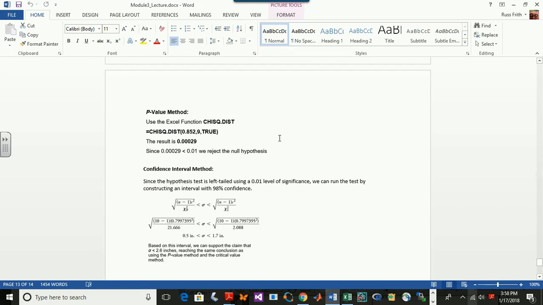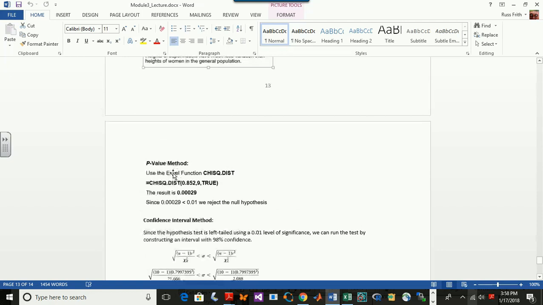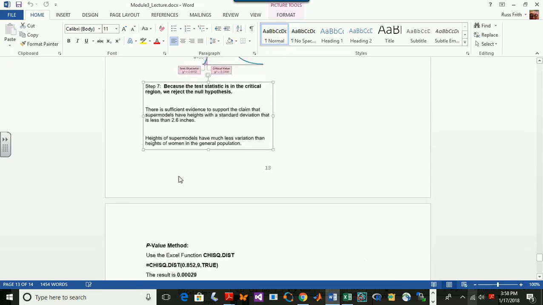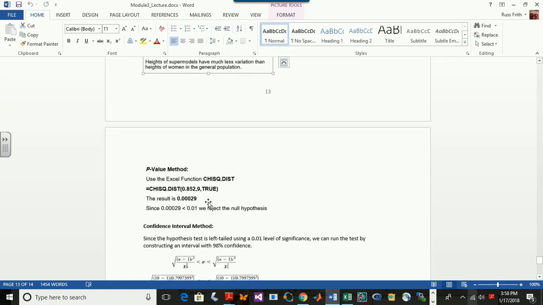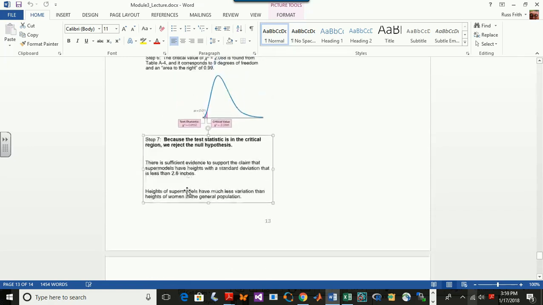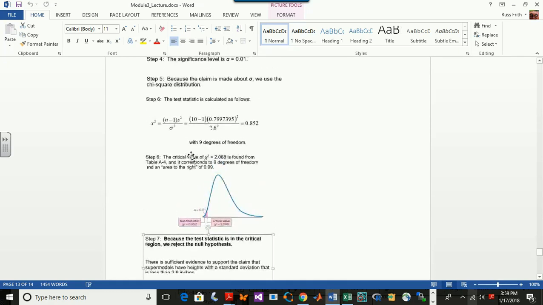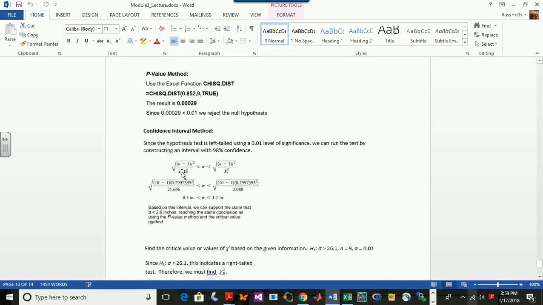So for the p-value method for the chi-squared test, you can use the chi-squared.dist function. This 0.852 is basically your test statistic, with degrees of freedom, and you get this, and then you compare it with 0.1. So you plug in your test statistic, this 0.852, into the chi-squared function to get that.